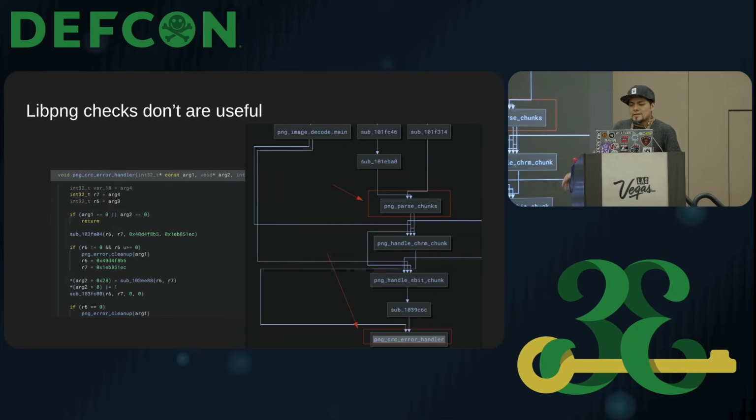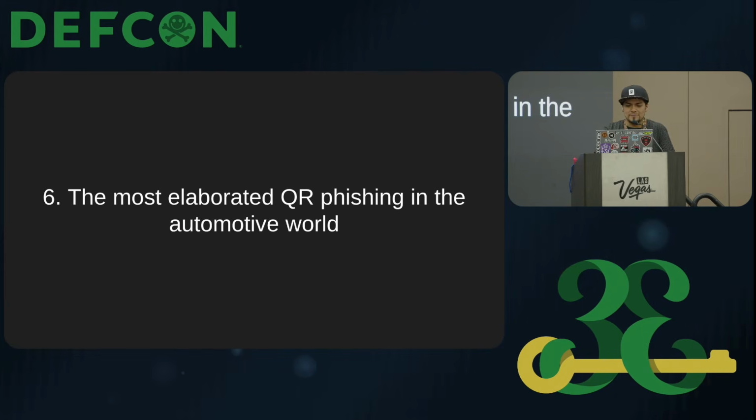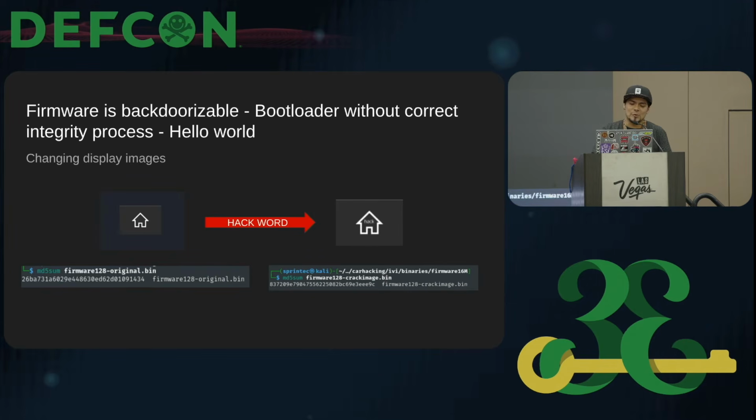But what is going on here? libpng checks are useful if you don't execute an integrity verification process of the hash of the entire image. Basically, libpng checks are useful. Okay, so that's the reason that right now we have here the most elaborate QR phishing in the automotive world, because basically I infected this, it was the hello world to test this vulnerability.